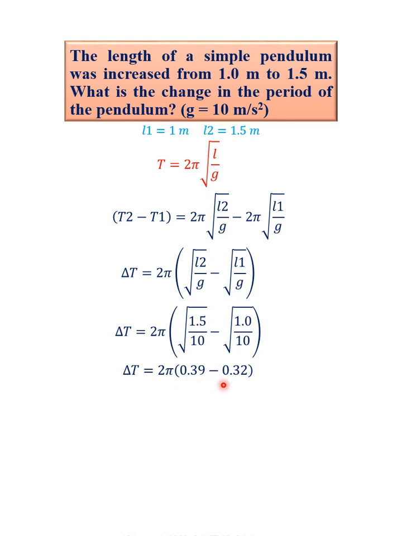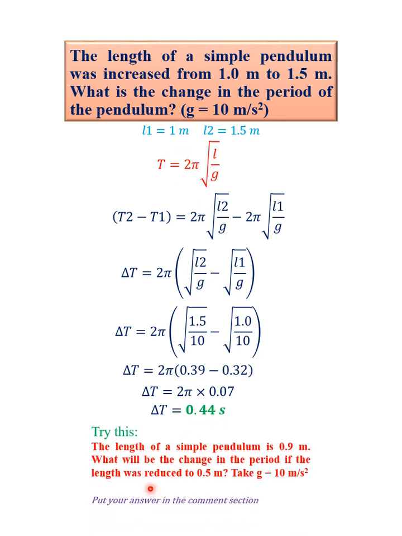If we put this value in, the change in the period will be equal to 2 pi times 0.39 minus 0.32, which gives us 0.07. And if we put this value into the calculator again, the change in the period will be equal to 0.44 seconds. And this is the answer to the question here.